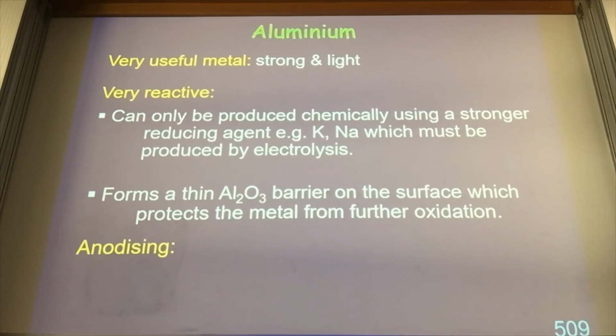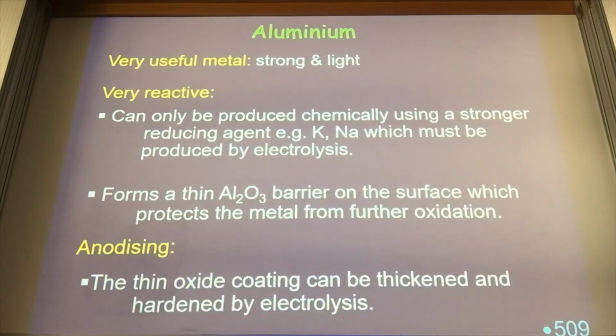We can improve on that coating. We can make that aluminium oxide coating thicker by a process called anodizing. Now guess what? That involves making the aluminium object into the anode and producing a thicker oxide coating on the surface. It's also when you can chuck in a little bit of dye to get nice brightly coloured aluminium objects.